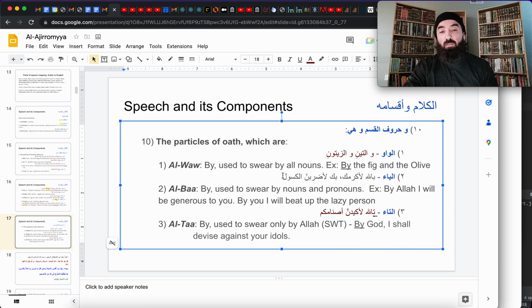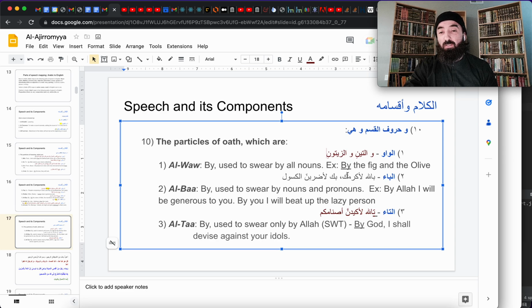And al-waw, an oath, is usually translated as "by Allah," right? It is used to swear by all nouns. Whether it's haram to do it or not, that's a discussion of aqidah. Obviously, it's haram to swear by anything other than Allah subhanahu wa ta'ala, but that's a different discussion. Linguistically, it is a particle that is used to swear by any noun. But for Allah, it's a different story.